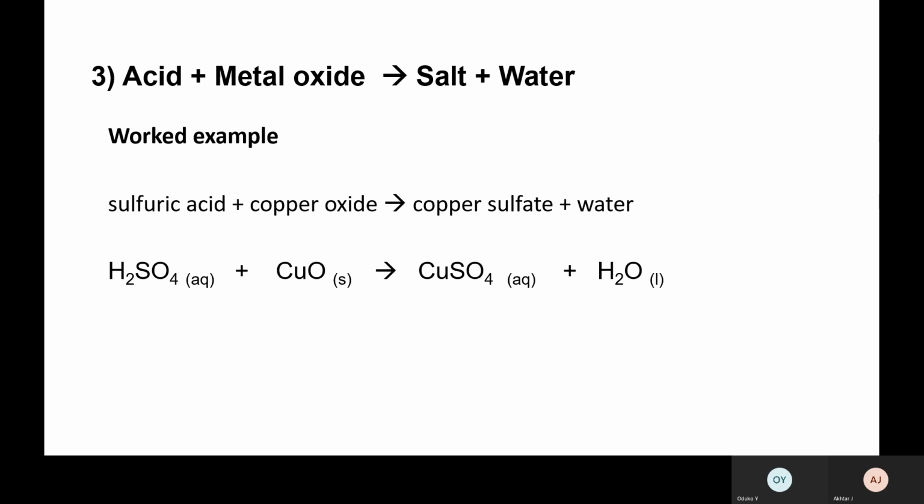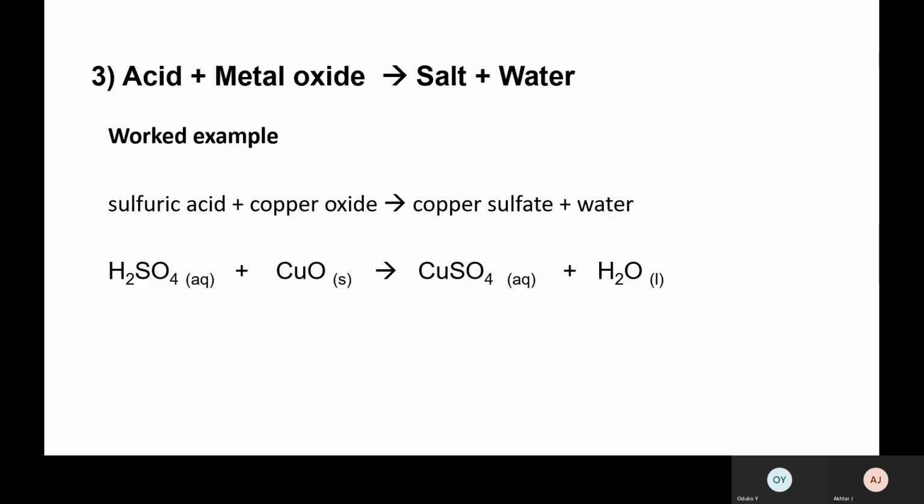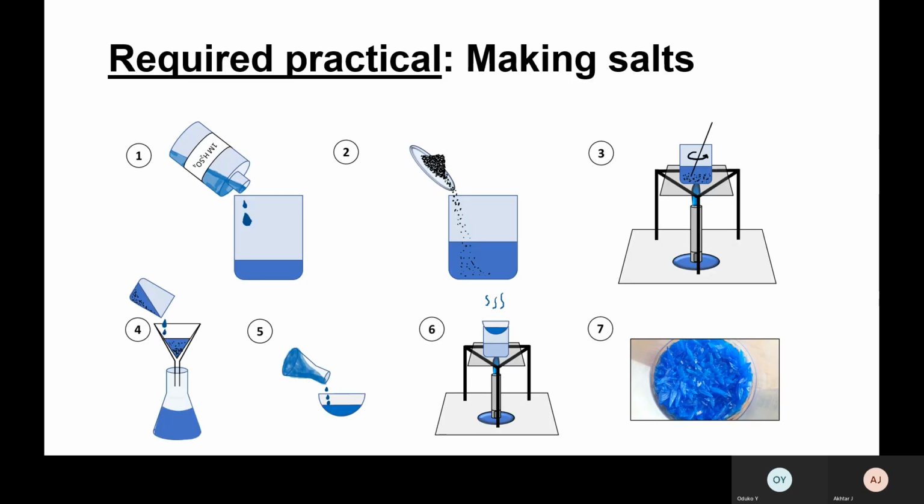Now this is actually a very common equation that crops up a lot for this topic. It's actually associated with a required practical that you need to know. You need to know the method and so on. So we need to know exactly how we could make salts like copper sulfate in a lab. Now the idea is we're going to have an acid and we're going to have a base, but you need to know the techniques used to actually separate the salt from the products, and we're going to go through that now.